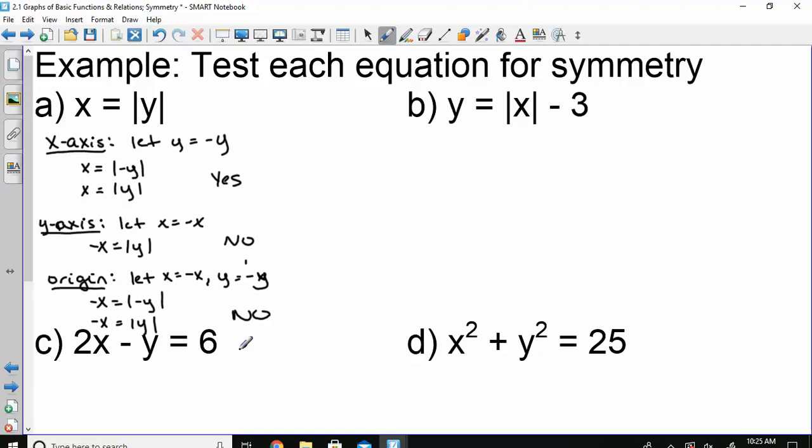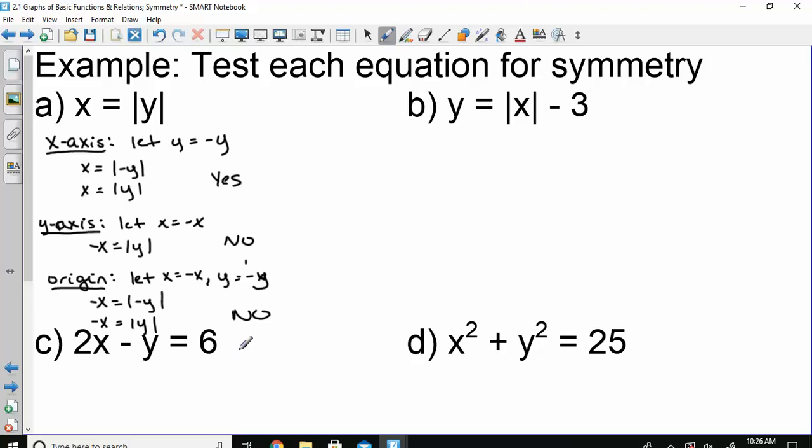Wouldn't we be able to tell if it's an origin if it's not equal to both of them? Yes. No, it is possible if both the x and the y are no, the origin could still be yes. But if one of those is yes and one is no, then the origin will be no.